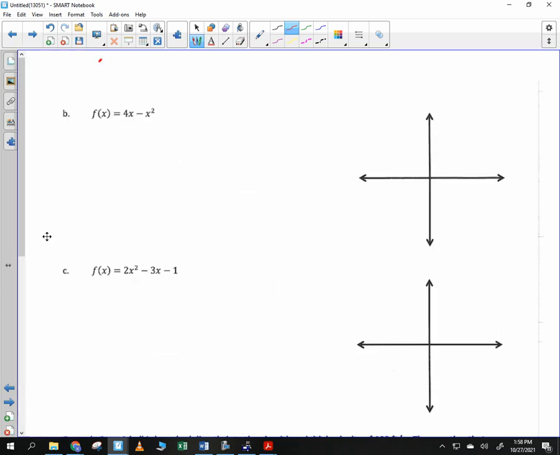You will in your assignment. We're going to try to save time now because we're going to be up against the clock here. What's different about letter B? It's flip-flop. Let's change it. So we've got f of x is equal to negative x squared plus 4x. Are you okay with that? Nope.